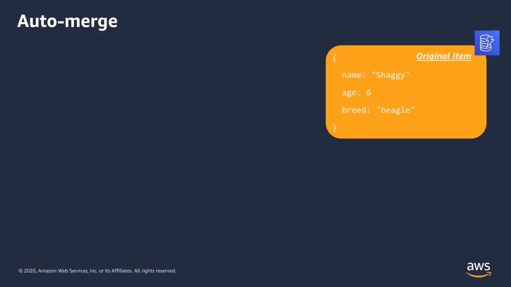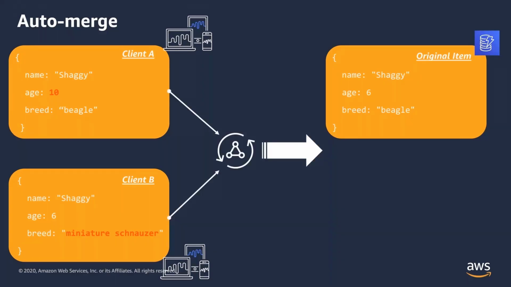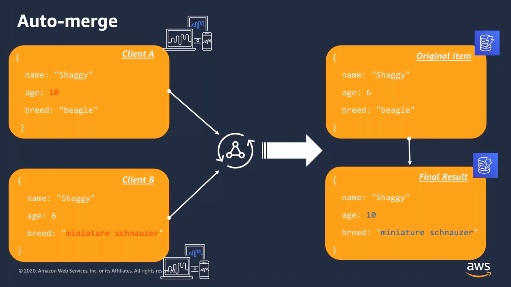Imagine you have a DynamoDB table storing data about pets. Shaggy is a dog and a beloved mascot in the AppSync team. Now there are two clients with access to Shaggy's record, and they try to update different attributes at the exact same time. Normally, one of the requests would fail, even if they were both valid requests. However, with auto-merge, both requests are accepted and merged. This can be done thanks to the nature of GraphQL, where fields of a type are first-class citizens.